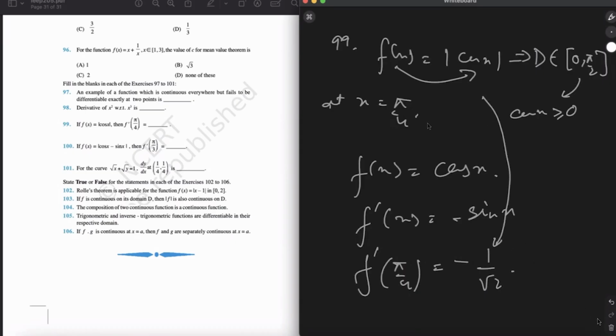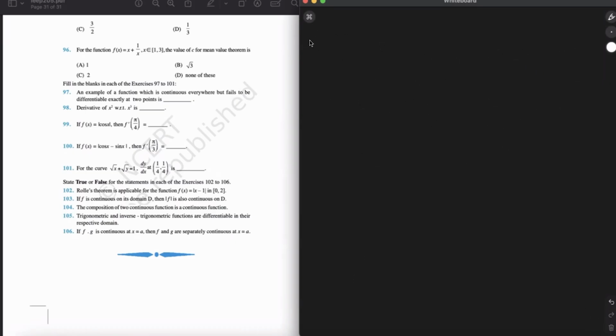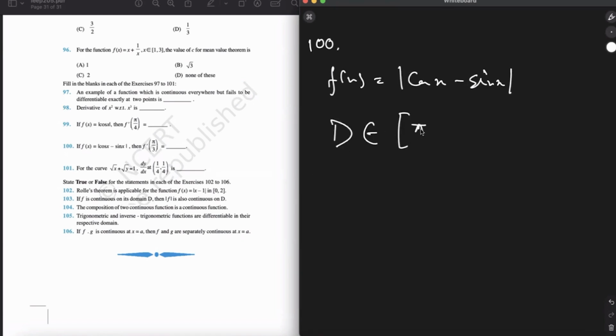See, this is the beauty. Now, question number 100. The function is f(x) = |cos x - sin x|, where we have to find f'(5π/3)... Okay, so if I restrict the domain from π/4 to π/2, this is the region where cos x is less than sin x, or rather, this is the region where sin x is greater.